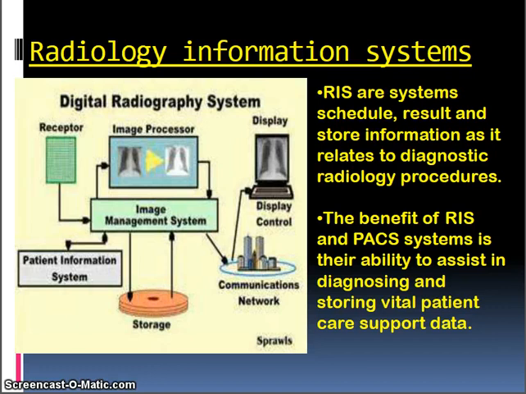Then the radiology information system. X-ray and scanning all come under radiology. So RIS are systems that schedule, result and store information as it relates to diagnostic radiology procedures. They schedule the scans and X-rays as per the recommendations of the physician, store the data that are captured and the results of those diagnoses, and the report will be generated and shared with the physicians for further study and treatment.